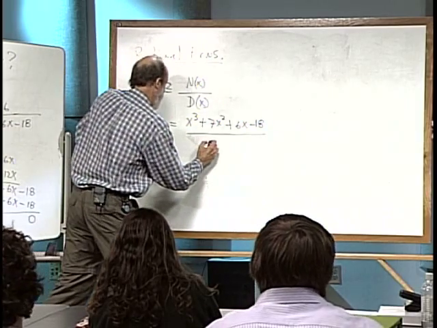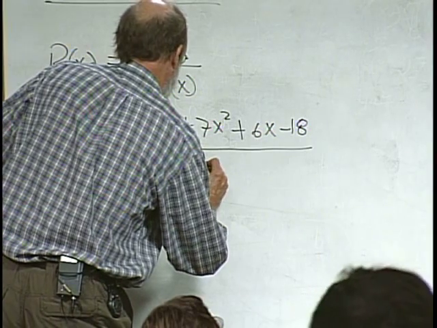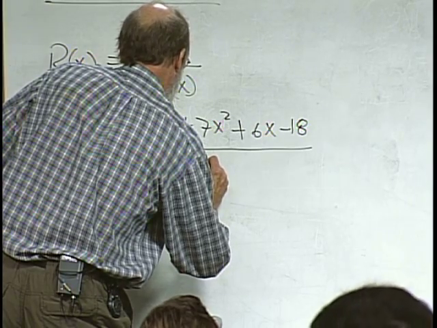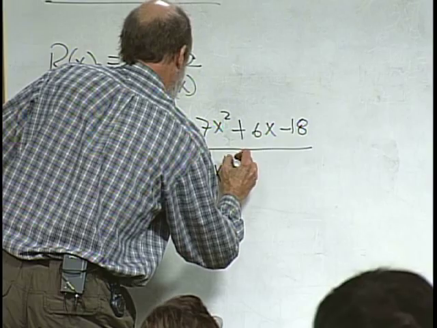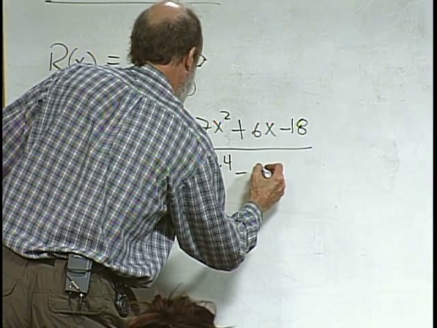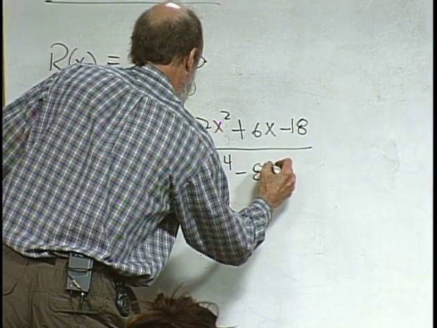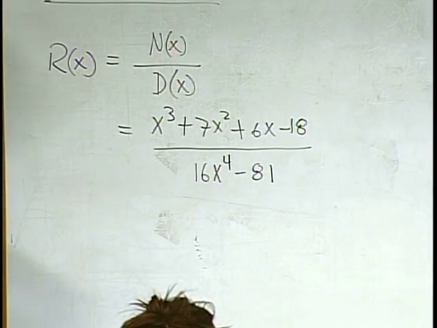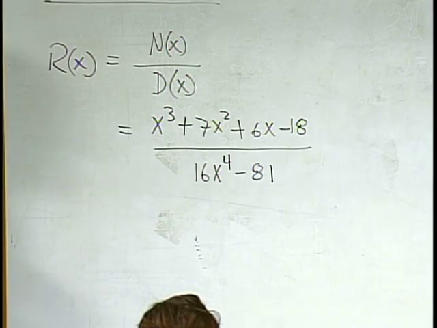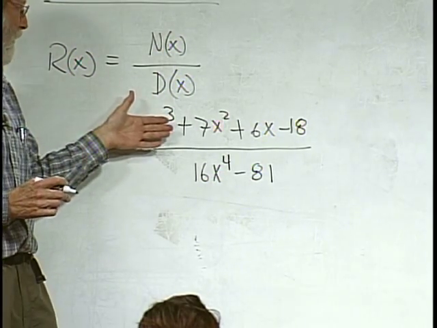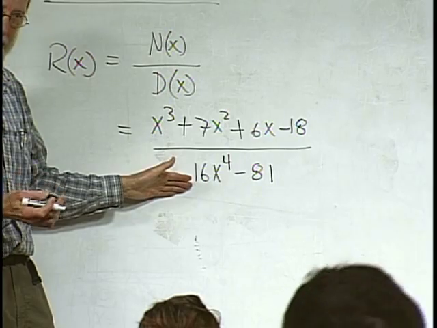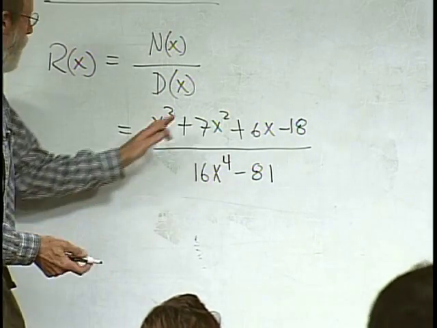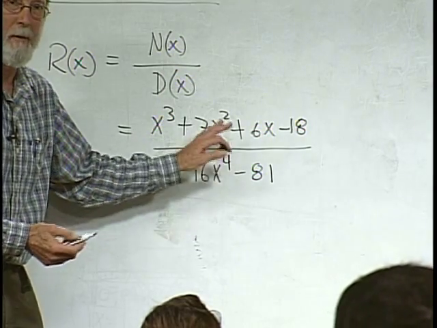Okay, here's a denominator one. How about 16x to the 4th minus 81? So what we've got is a 3rd degree polynomial divided by a 4th degree polynomial. And I just made this up, so, okay? This would be a general form.